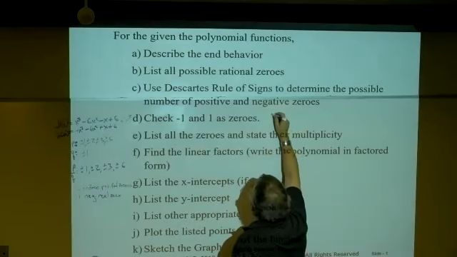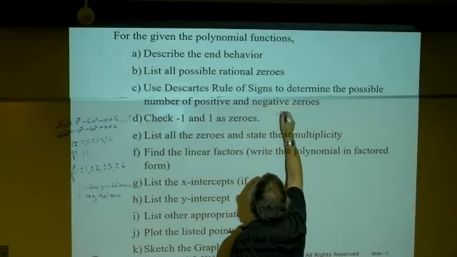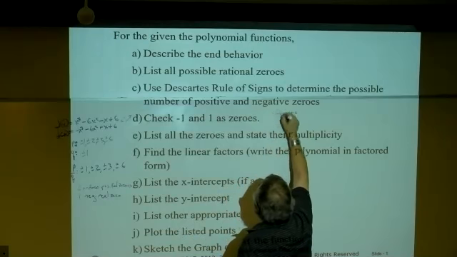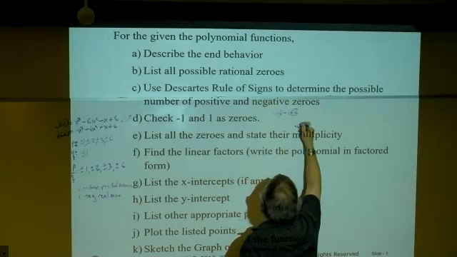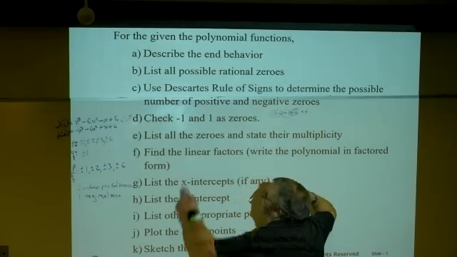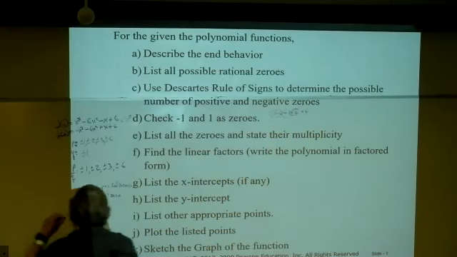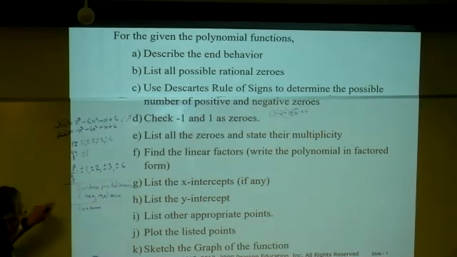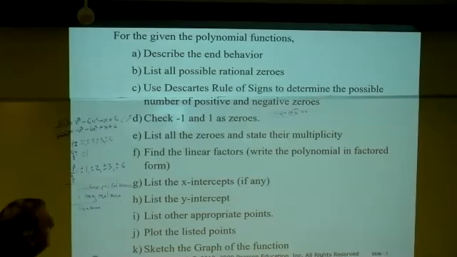So I have 1 minus 6 minus 1 plus 6. Well, the plus 6 and minus 6 go to 0. The 1 and minus 1 go to 0. So they equal 0. So 1 is a zero. It's a rational number, so it's one of my potential rational zeros. So we're good.